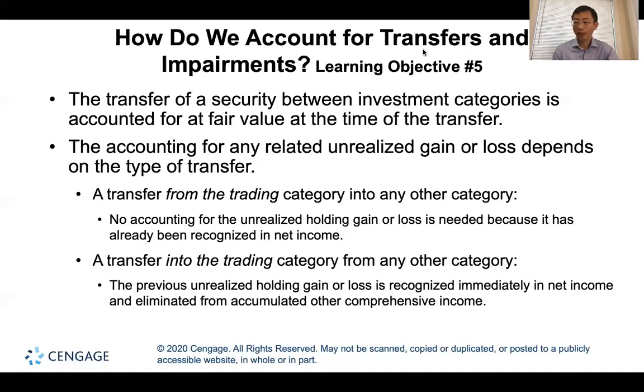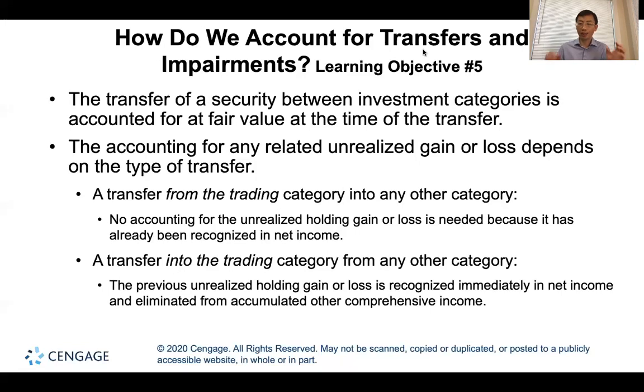For some securities, like trading securities, the unrealized gains and losses will go into the income statement, into net income. But for some others, for example, available-for-sale securities, the unrealized gains or losses will go into comprehensive income in the balance sheet. And some others may only be disclosed in the footnotes of the financial statements.